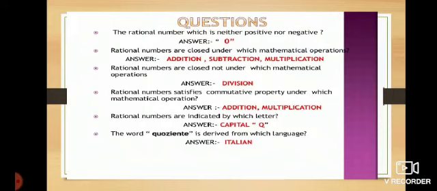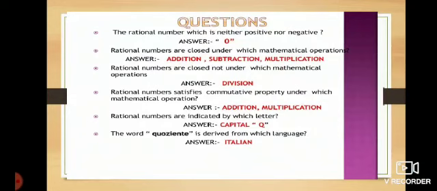Rational numbers satisfy the commutative property under which mathematical operations? As you all know, for the commutative and associative properties, rational numbers hold good for addition and multiplication. Rational numbers are indicated by which letter? It is capital letter Q. The word quotient is derived from which language? It is the Italian language.